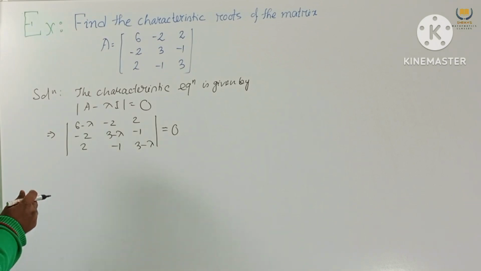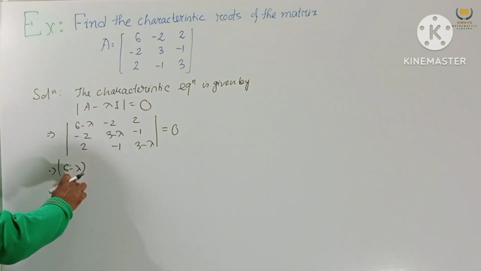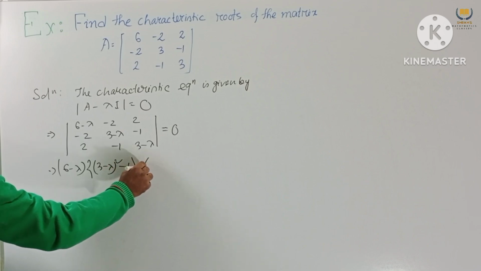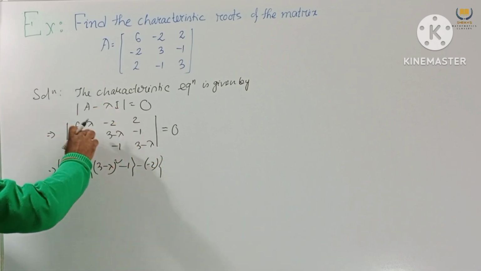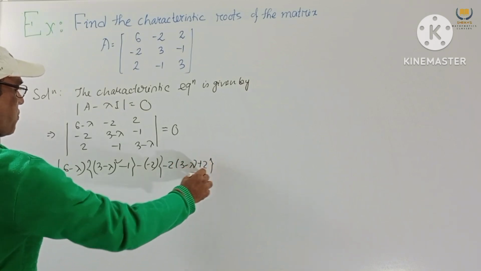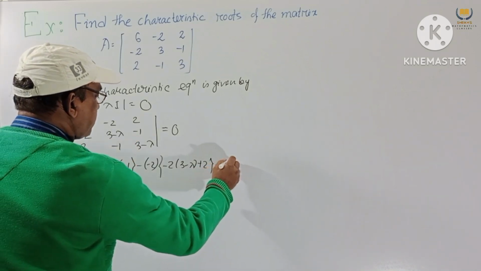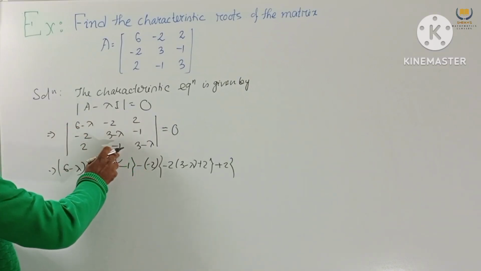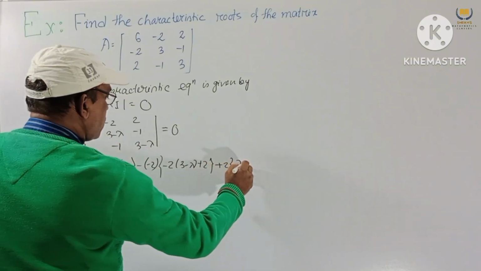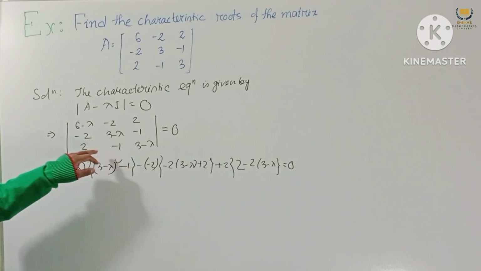Now we want to solve this determinant. We just subtract lambda from the diagonals, the others remain the same. Taking 6 minus lambda, this row and column cancel, so this will be (3 minus lambda) whole square minus 1. Then minus (-2), this column and row cancel, so we get minus 2 into (3 minus lambda) plus 2. And plus 2, this column and row cancel, we get (2 minus 2) times (3 minus lambda), this equal to 0.